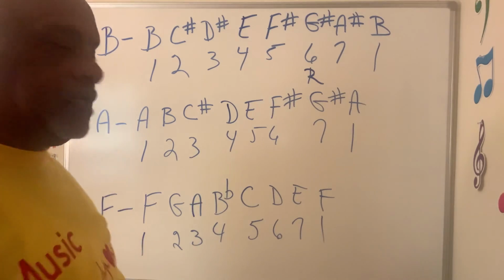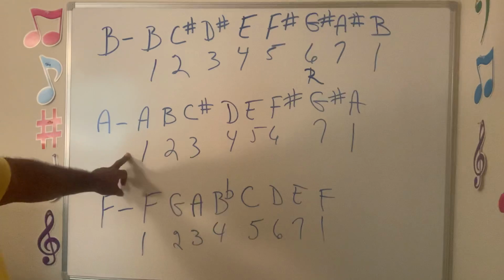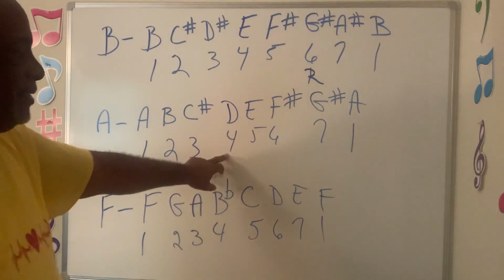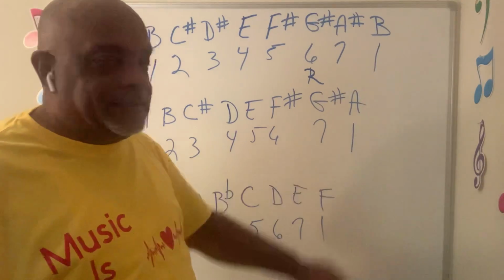All right, let's move on. Let's go to the A major scale. The A major scale, or the key of A major, has 3 sharps. So let's do the scale. A, B, C sharp, D, E, F sharp, G sharp, and then back to A.